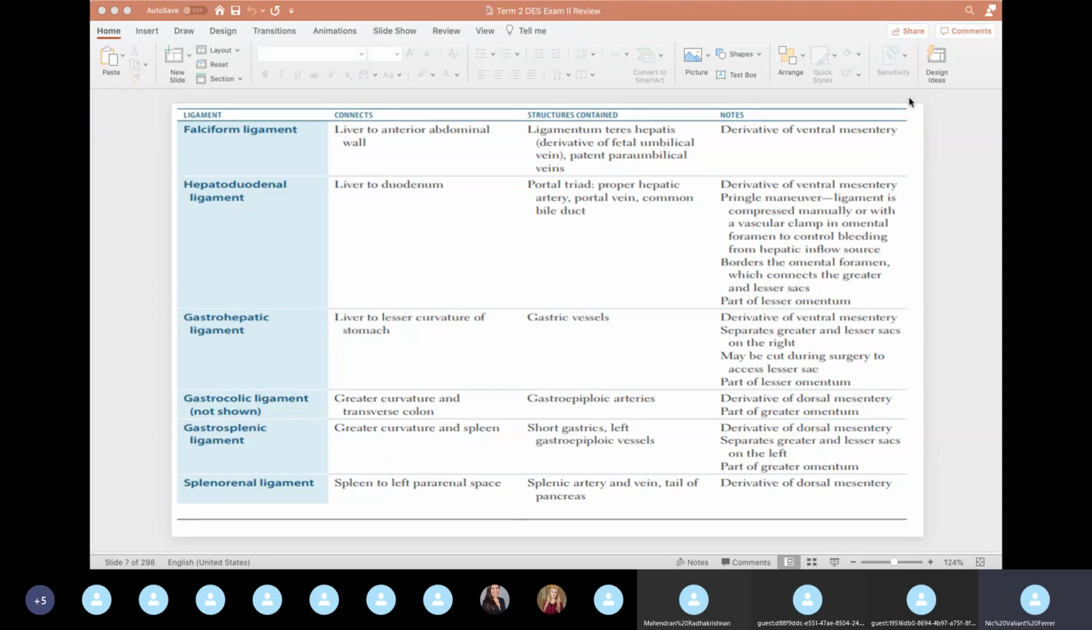How about the ductus arteriosus? The ductus arteriosus connects your pulmonary artery to your aorta, right? What is the adult derivative of your ductus arteriosus?